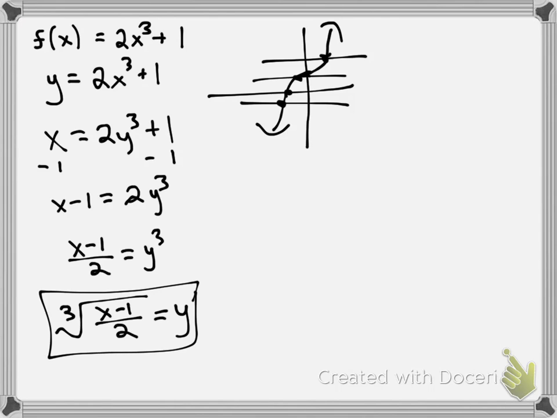So the reason why I didn't have to have a plus or minus on this equation is because of this cube root here. And if you recall from section 1, it talks about cube roots and how there's only one solution for cube roots because that nth root is going to be odd.